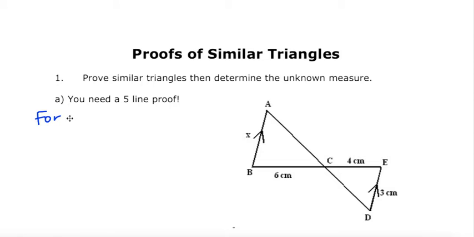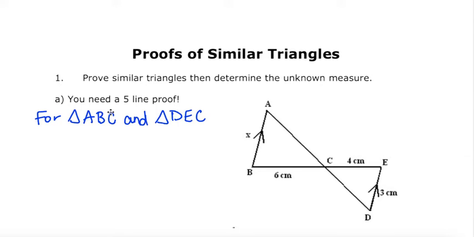So I'm going to start by saying for triangle ABC and triangle, and I have to be careful about the order of what I'm doing. So I did ABC, so now I'm going to do DEC, because I want to go in the right order for triangle ABC and DEC.